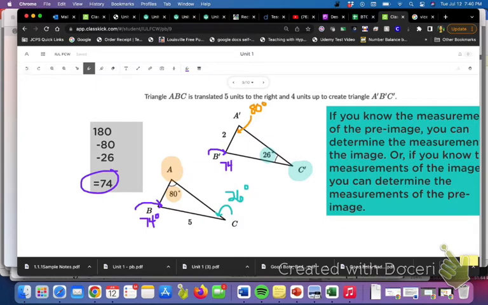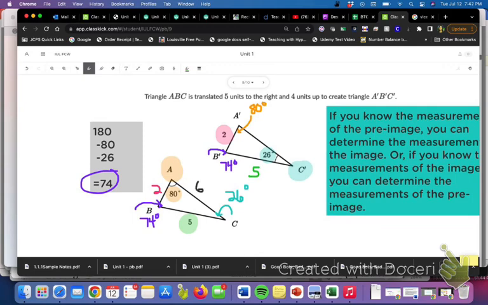We can use exactly that same logic for the sides. So if I know that side AB here is 2, then I know that AB prime, I should say, has a length of 2. We're going to kind of ignore the fact that they didn't give us any units. And then if I know that on my pre-image BC is 5, then I also know that BC prime has a length of 5.